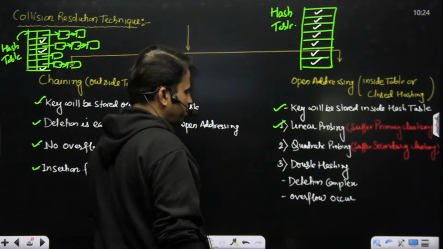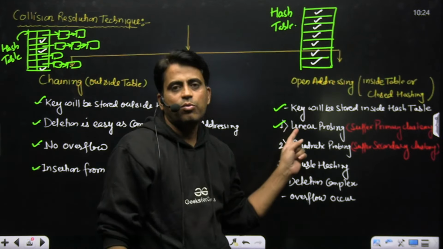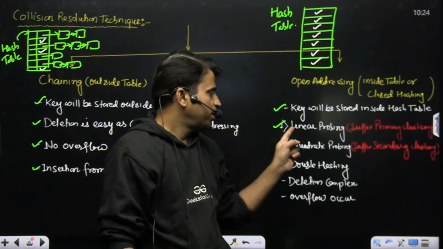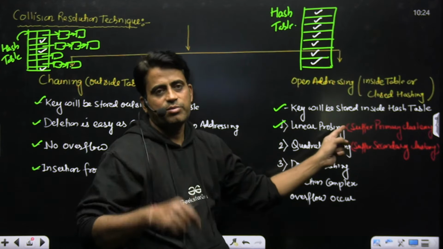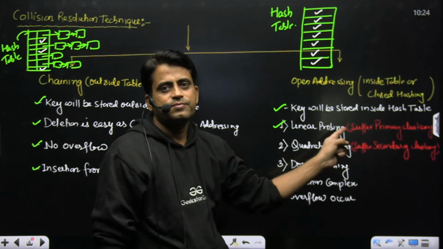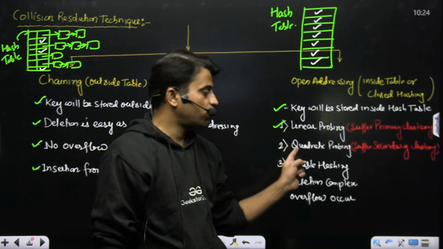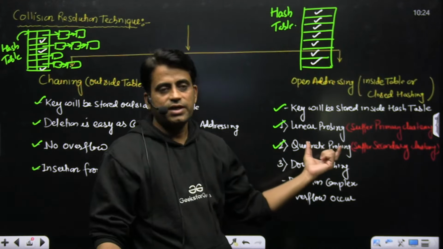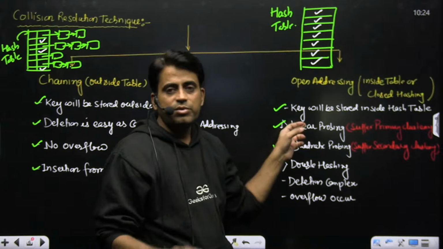So there are three types of open addressing, right? First, we'll discuss linear probing. And what is the problem here? It suffers primary clustering. Okay. Second is quadratic probing. It suffers secondary clustering, right? Linear probing suffers primary clustering.